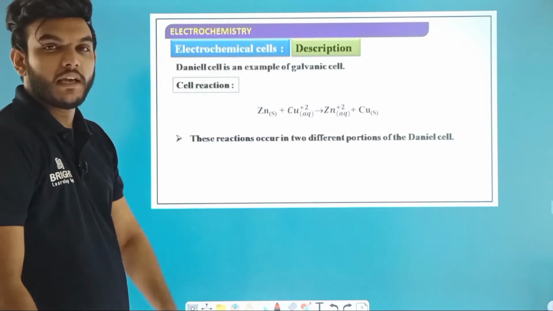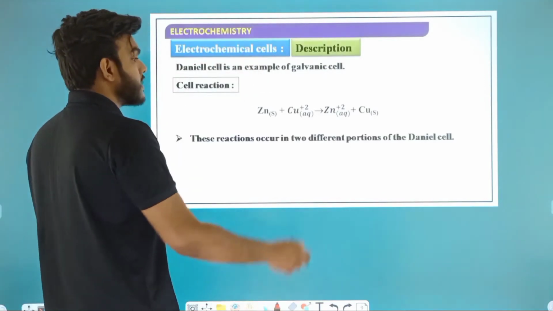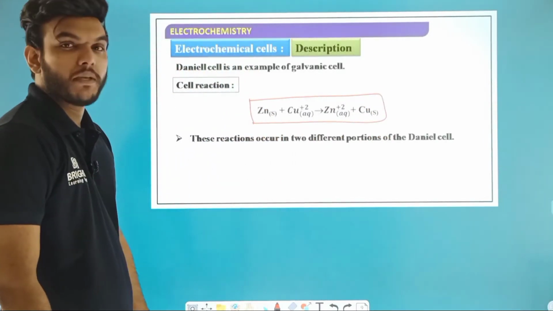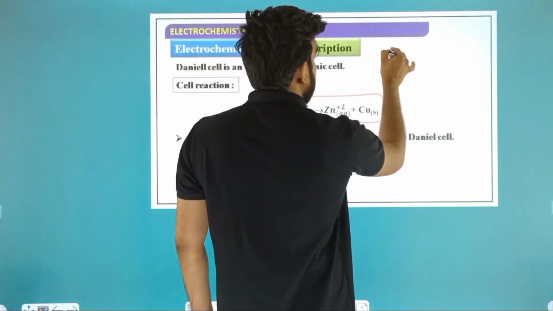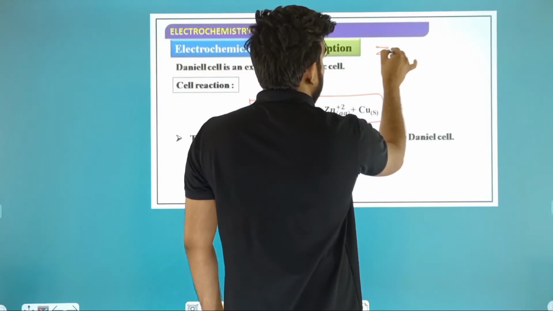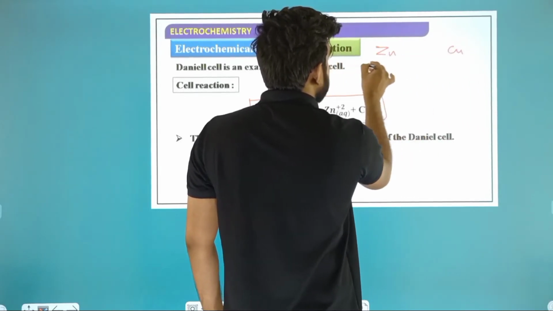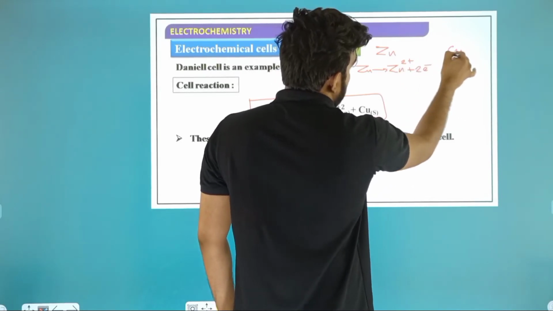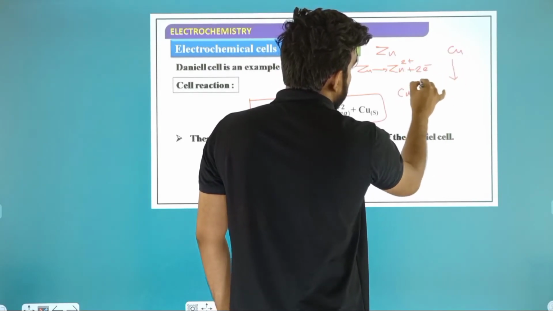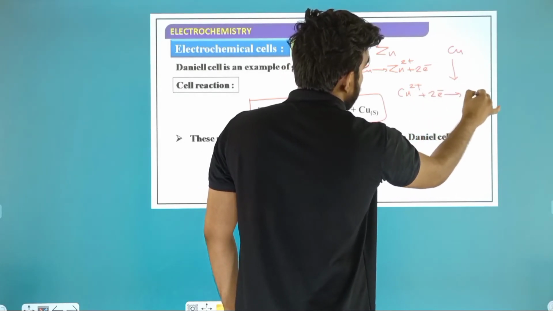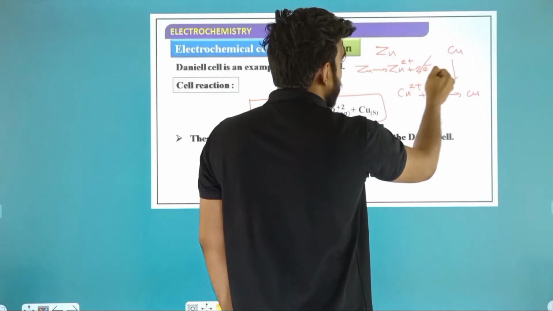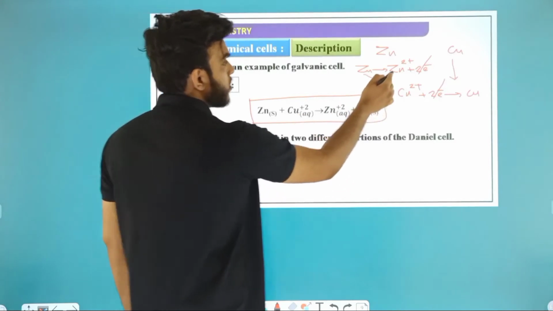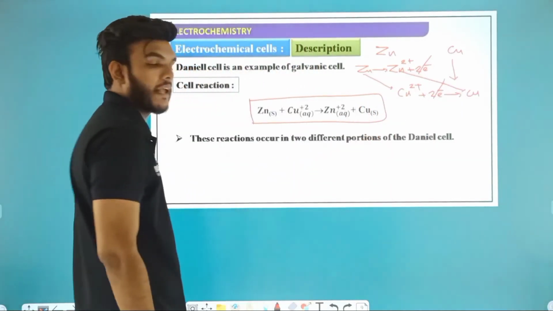The Daniell cell is an example of a galvanic cell. For the Daniell cell, we already have the cell reaction, that is Zn plus Cu2+ gives Zn2+ plus Cu. The anode will be zinc and the cathode will be copper. The anode undergoes oxidation, that is Zn gives Zn2+ plus 2 electrons, and at the cathode Cu2+ plus 2 electrons gives Cu. When writing the overall reaction, the 2 electrons cancel, and you can write Zn plus Cu2+ gives Zn2+ plus Cu. That is the overall reaction.